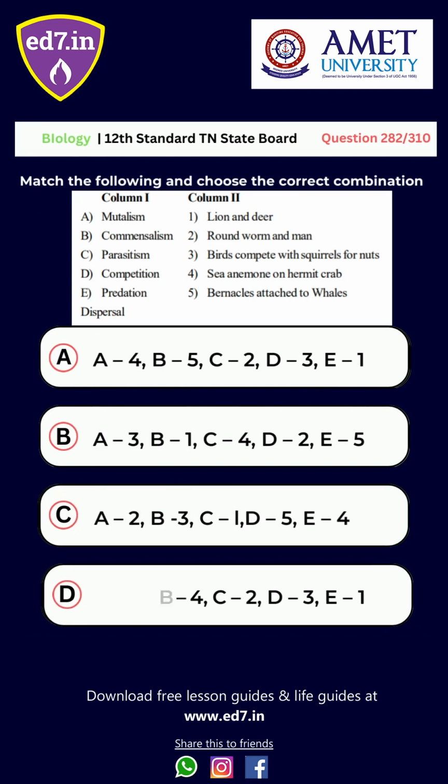Question number 282. Match the following and choose the correct combination from the given options below. Column 1: A, mutualism. B, commensalism. C, parasitism. D, competition. E, predation. Column 2: 1, lion and deer. 2, roundworm and man. 3, birds compete with squirrels for nuts. 4, sea anemone on hermit crab. 5, barnacles attached to whales.